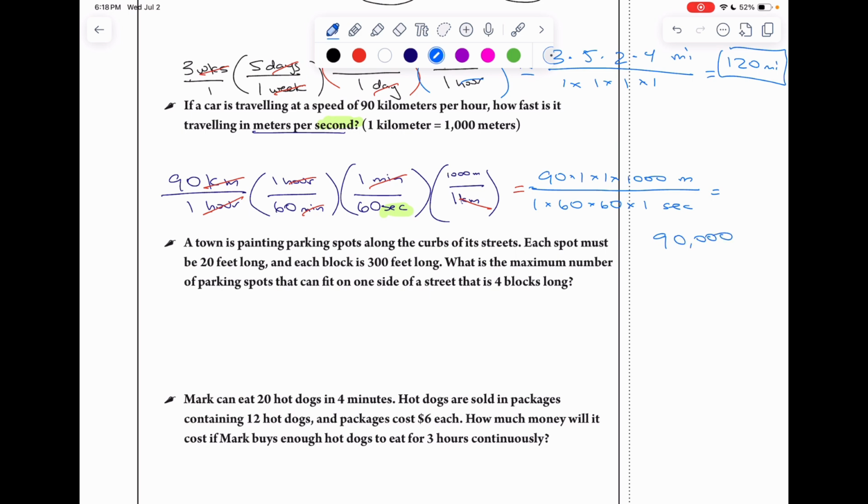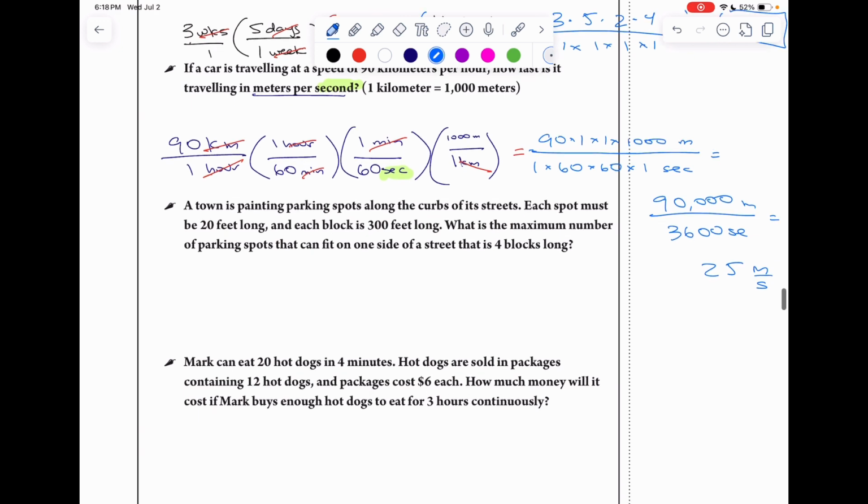90,000 meters divided by 60 times 60. So 90,000 divided by 60 times 60, sorry, 3,600 here seconds, and that's going to give us 25 meters per second.